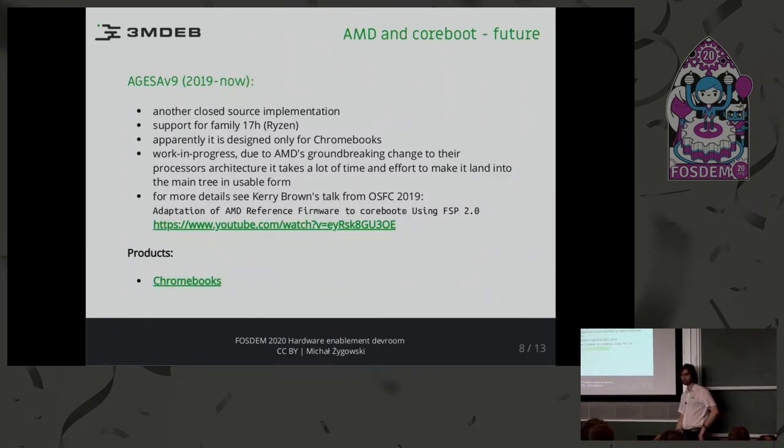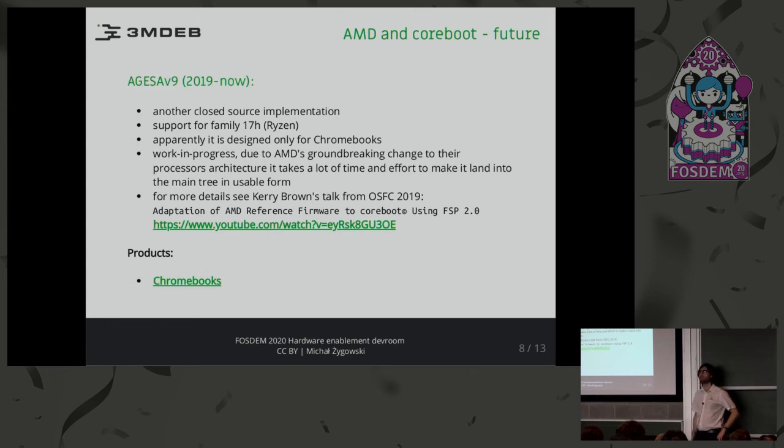Now to the future and the present. Currently there is a work in progress development on AGESA V9. It is another closed source implementation, but with a more restrictive license, because it is aimed to support only Chromebooks for now, and there seem to be some mainboards just freshly announced, but currently there is no mainboard in coreboot yet. And it is aimed to support family 17, which is Ryzen, Zen, etc., these new AMD processors. And this development is proceeding quite slowly because the way AMD changed the boot flow is quite surprising.